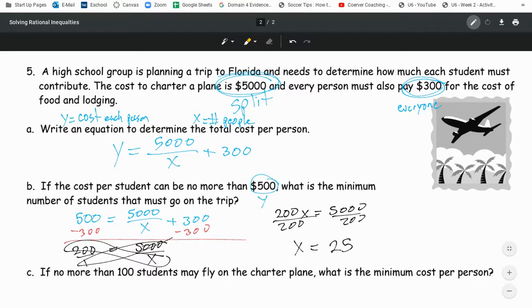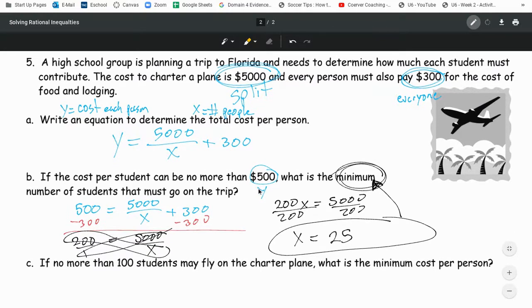So this number is going to be the minimum. Okay, so I want at least 25 people to go, because I don't want my out-of-pocket expense to be more than 500. So if 25 people go, I'm paying 500. Okay, so 500 is the most you're going to pay. So obviously, the more people that go over 25, the less you pay, right? So we want more than 25 people.